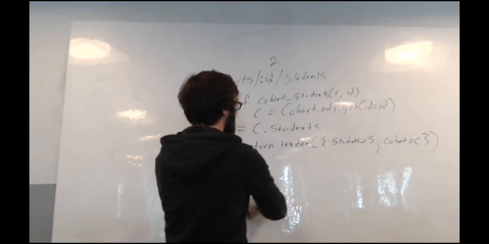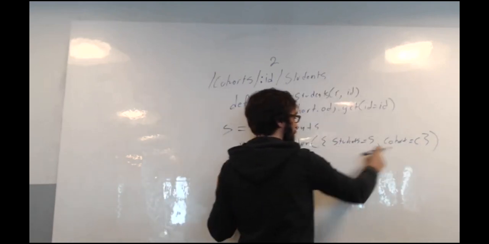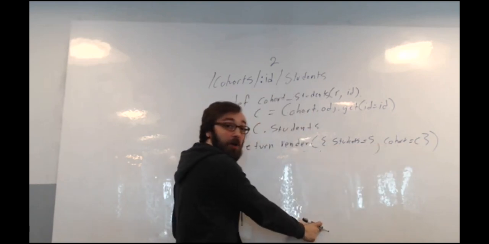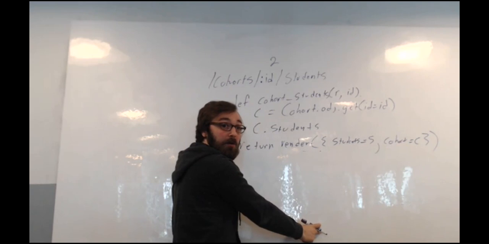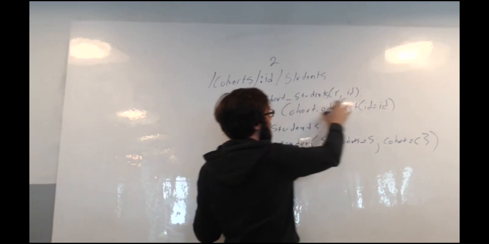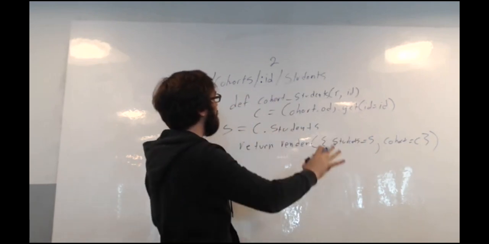And then when I have my view, I have all this information. So I can say like cohort.name, and then make a list of all the students that go with that cohort. Questions?